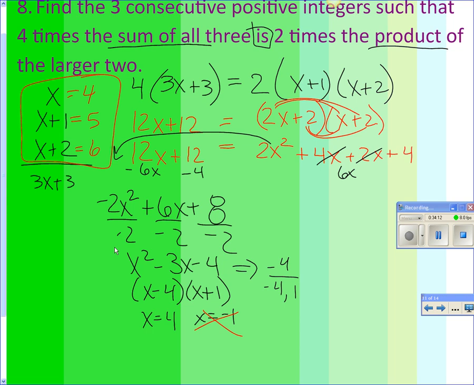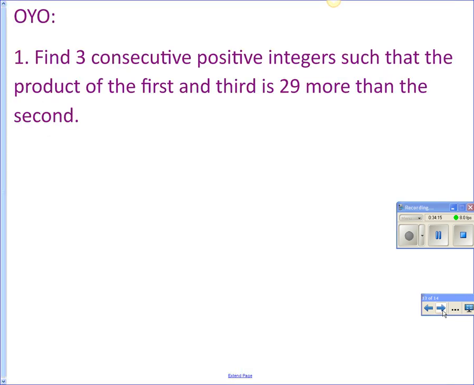All right, good job, guys. All right, the Oyo's at the bottom.